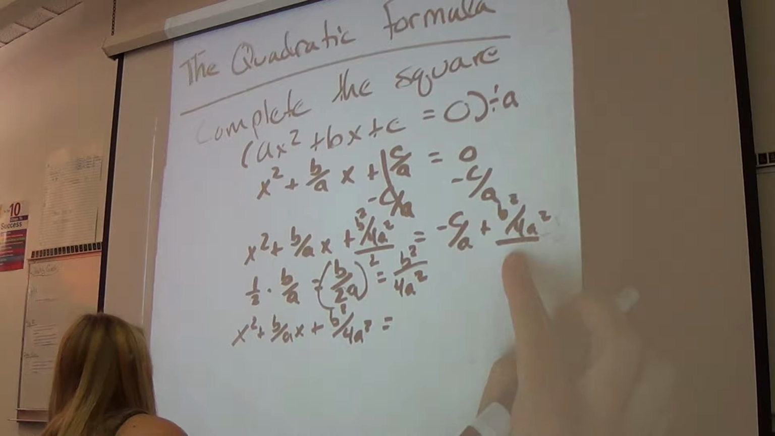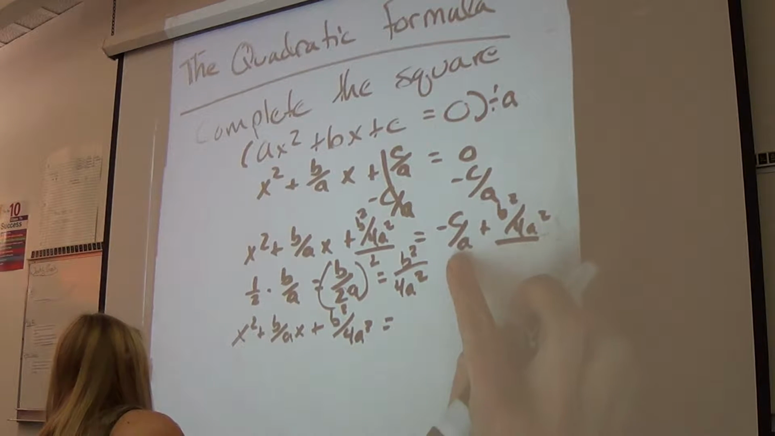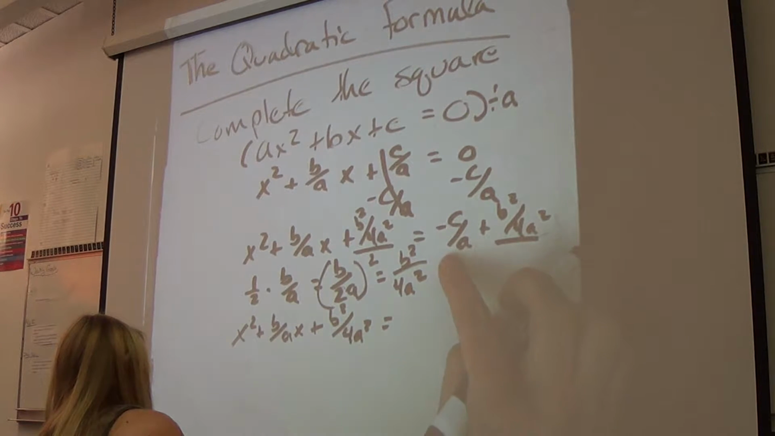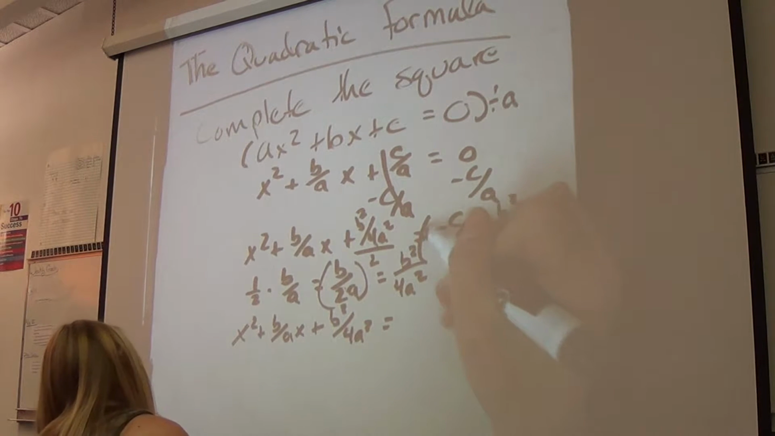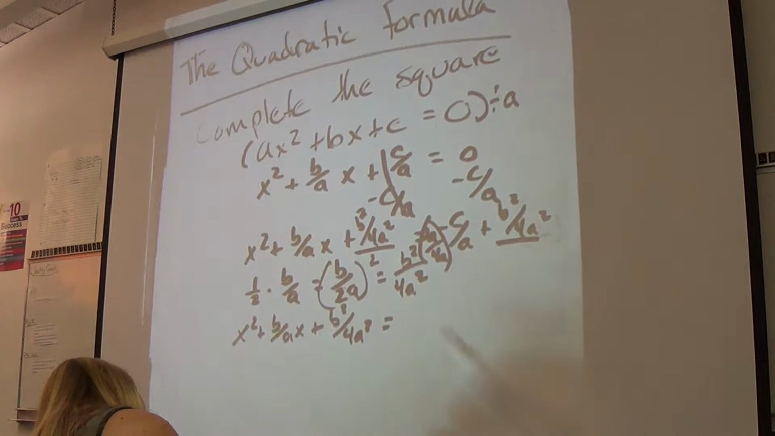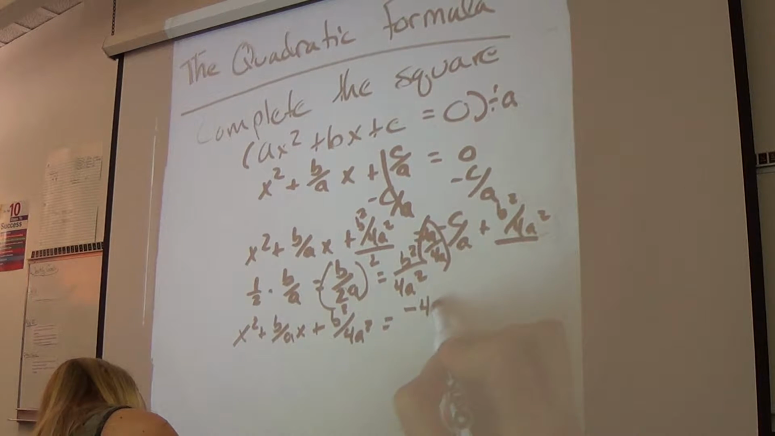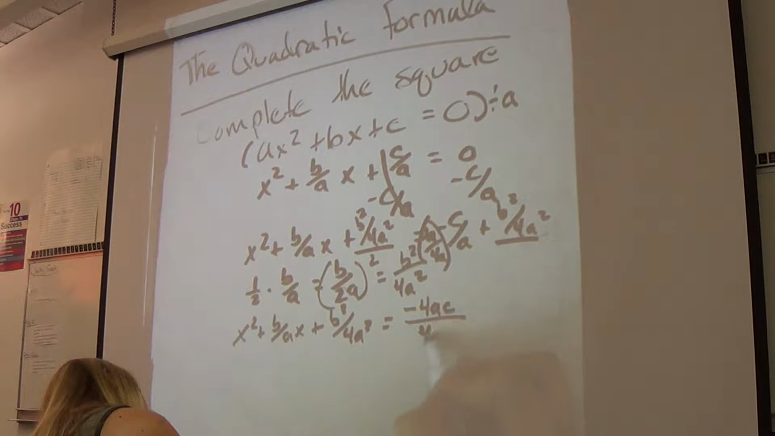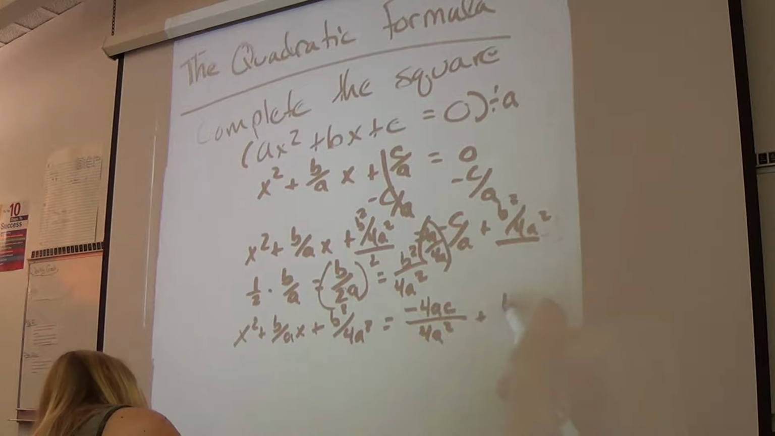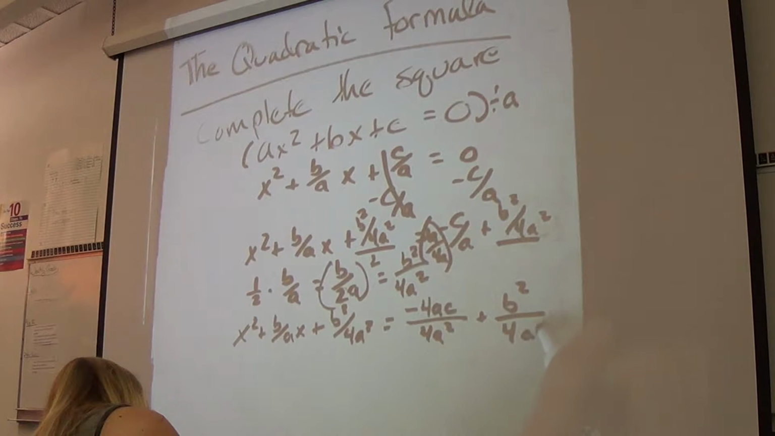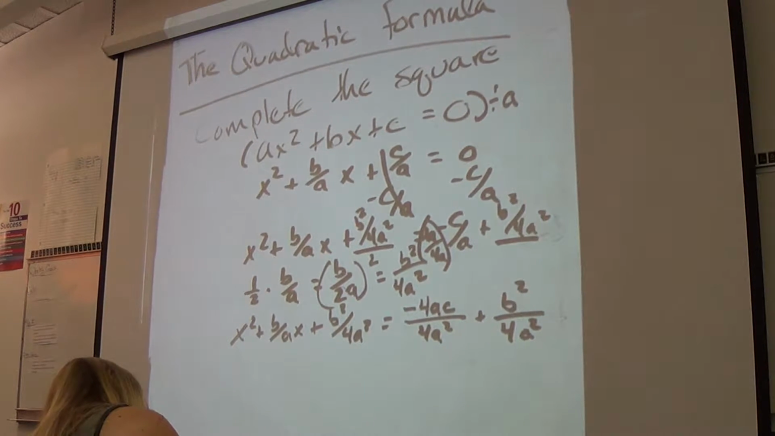I need common denominators. One denominator is an A, the other is a 4A squared, which means they both need to be 4A squared. So I'm going to multiply this denominator, top and bottom, by 4A. If I do that, I get a negative 4AC, putting everything in order, over my 4A squared, plus B squared over 4A squared.